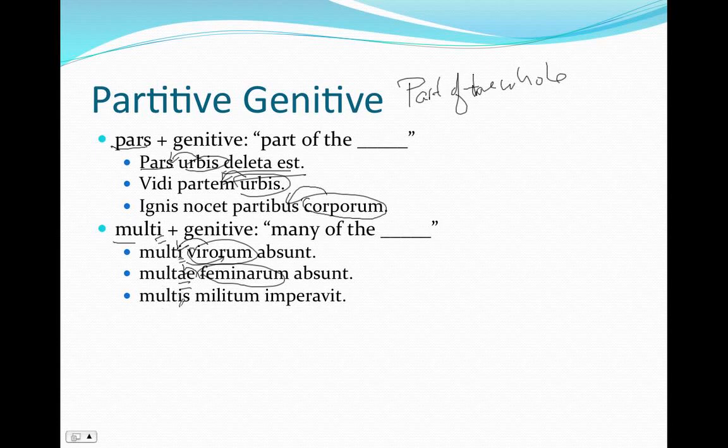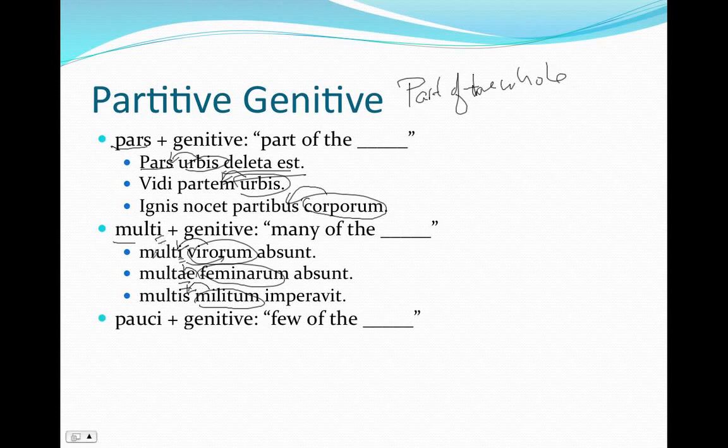Here it's dative. So, multis militum imperavit. He commanded many of the soldiers. Militum is genitive. It's the partitive genitive with a form of multis. So, he commanded many of the soldiers.